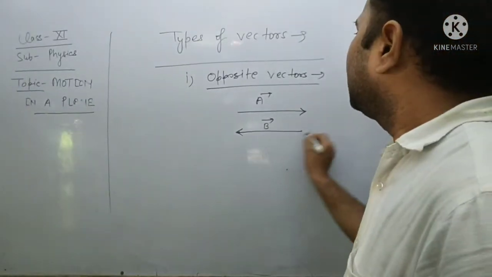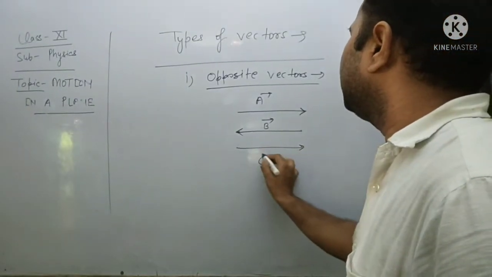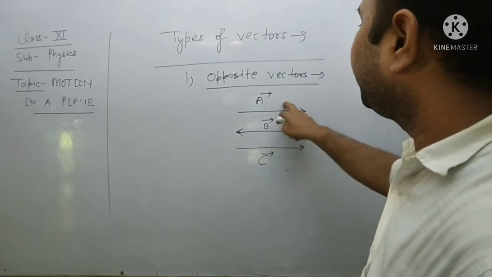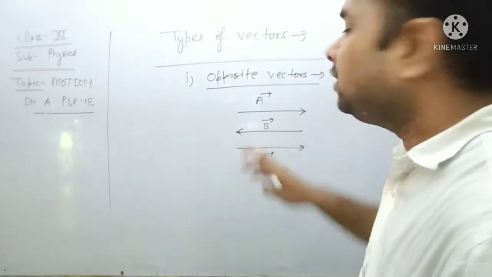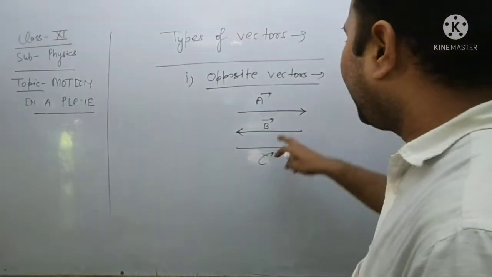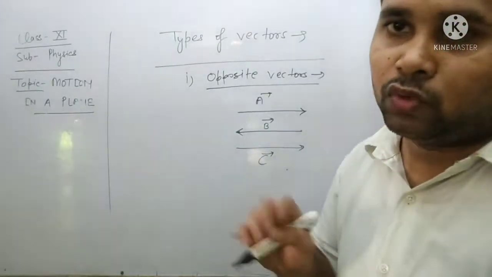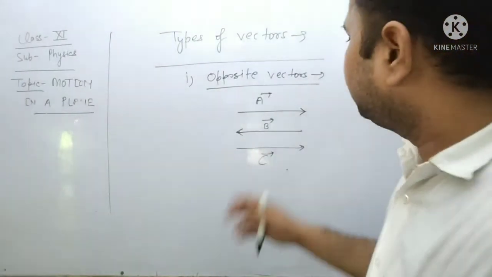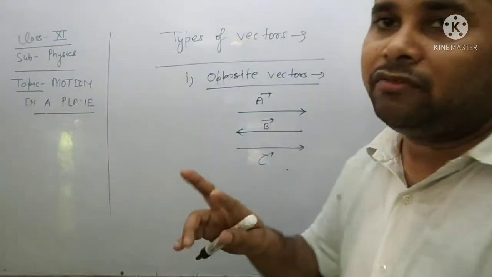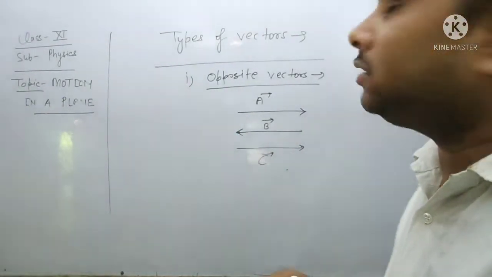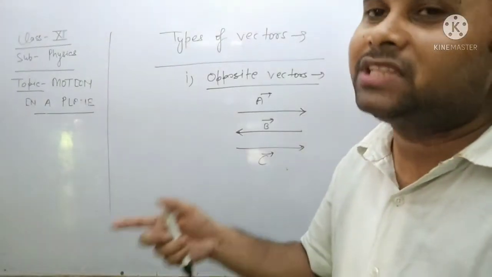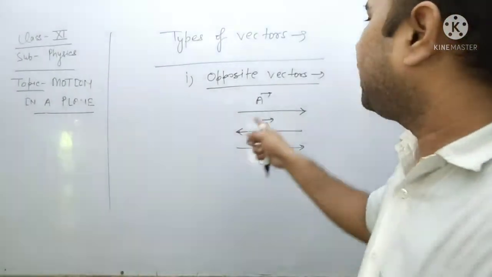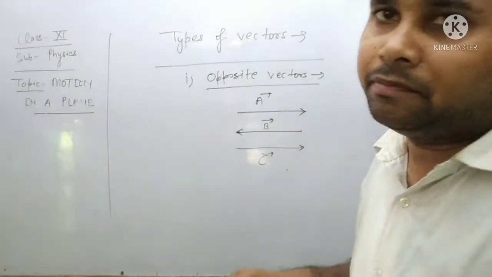Suppose this is another vector C. So the angle between A and C is 0 degrees. The angle between A and B is 180 degrees. The angle between B and C is also 180 degrees. So opposite vectors have 180 degrees between them, and equal vectors have 0 degrees between them.